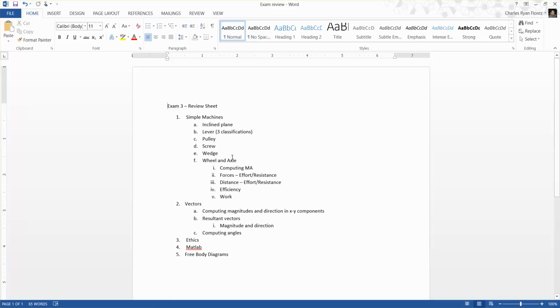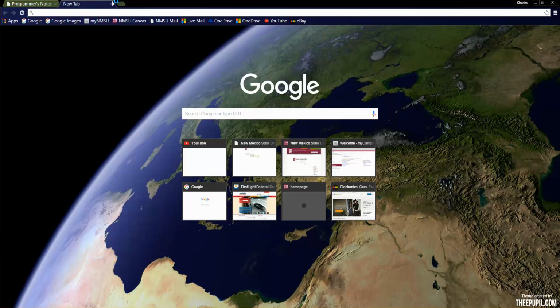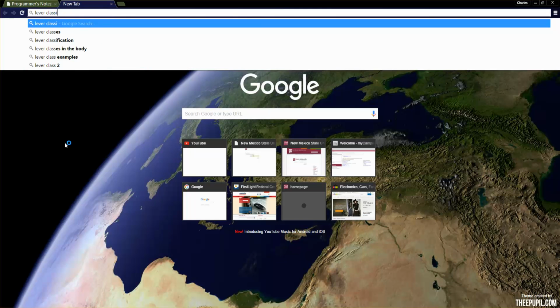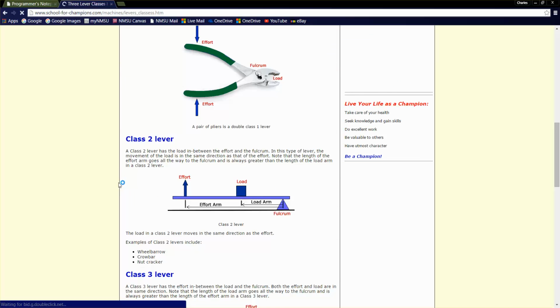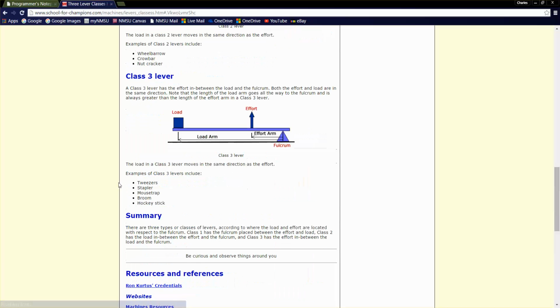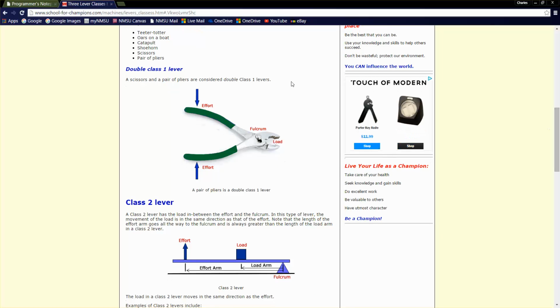Levers, like I said, this review says there's 3 classifications. So literally, if you just go into Google and type it in, yeah, I guess this one works too. So here, a class 1 lever is essentially the load on one side of the fulcrum, and the effort is on the other side of the fulcrum.